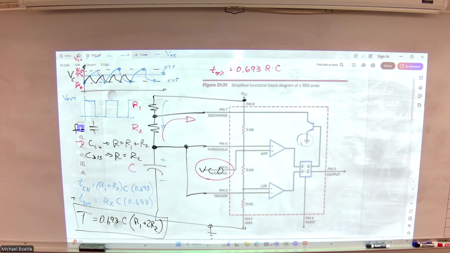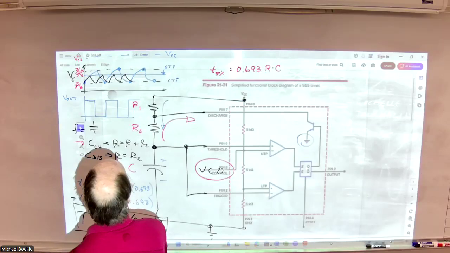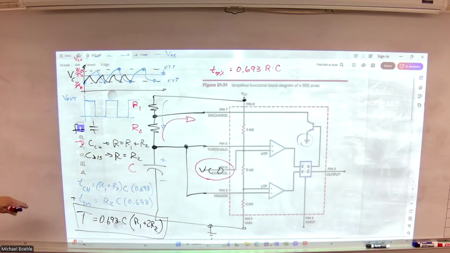I also mentioned that this can be used for what is known as monostable operation. For monostable operation, the circuitry changes a little bit, but not too much. So basically what I do for monostable, any questions on all this?